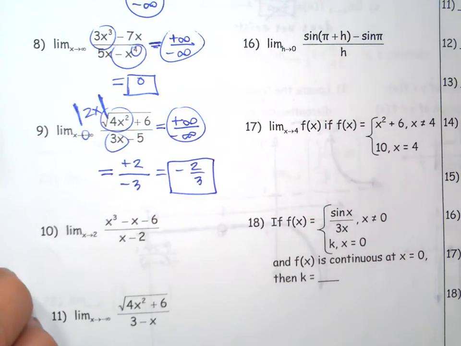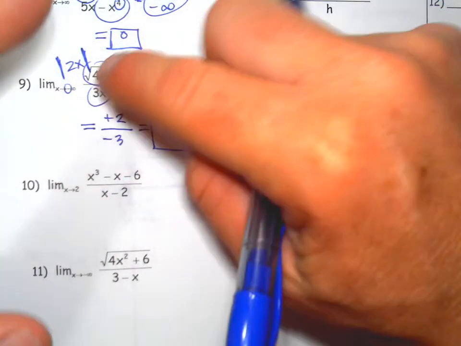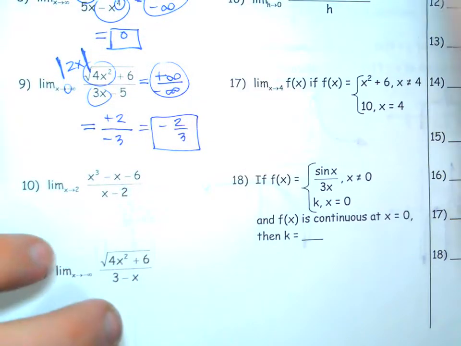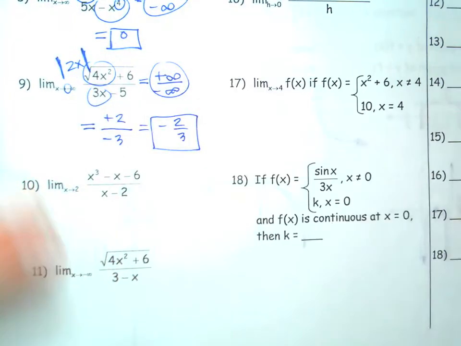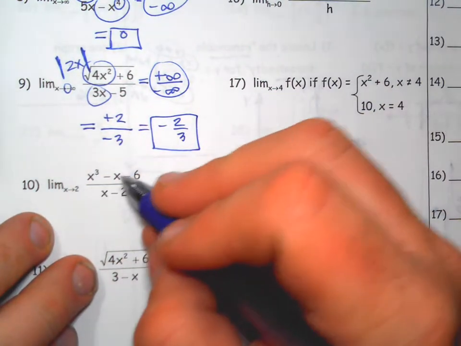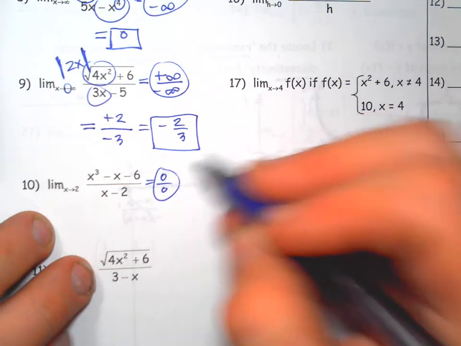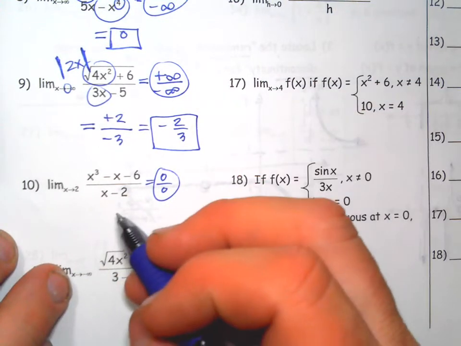Okay. Gotta watch out for the square root, the squaring of a negative, losing that negative. Even when you take the square root, it's going to be positive. Here we're going towards 2, so it's going to be 8 minus 2 is 6 minus 6 is 0 over 0. We're not going to do L'Hopital's rule, so we're looking for a hole in the graph.